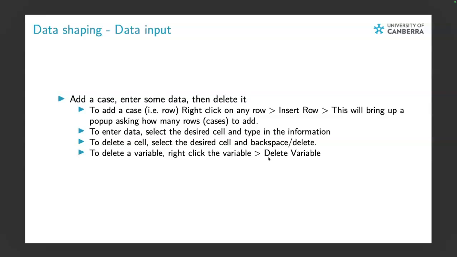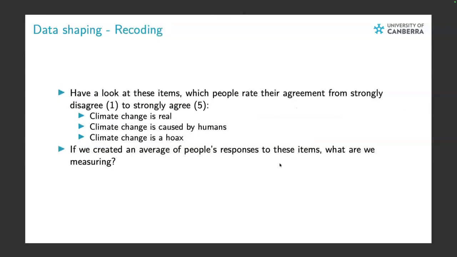So we've deleted the variable. Now what we're going to do is talk about recoding. So what I want you to do is have a look at these items, which people rate their agreement from strongly disagree to strongly agree in relation to climate change is real, climate change is caused by humans, and climate change is a hoax. If we created an average of people's response to these items, what are we measuring? Or what are the challenges that occur if you create an average of these three items? Does anyone have an idea?